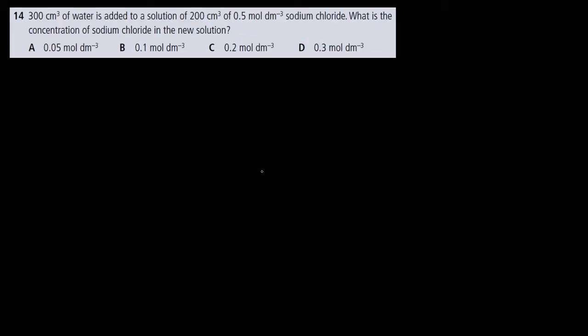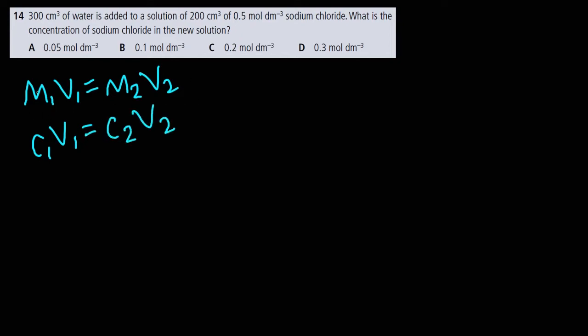300 cubic centimeters of water is added to a solution of 200 cubic centimeters of 0.5 moles per cubic decimeter of sodium chloride. What is the concentration of sodium chloride in the new solution? So we'll want to use one of our dilution formulas, either M1V1 equals M2V2, or more preferably, since in IB we like to use moles and cubic decimeters rather than liters, C1V1 equals C2V2. Regardless, you'll probably get the same thing using either of these equations because they both imply the same thing. So now since we're trying to find the new concentration, we can take that to be C2 in this equation. So if we solve for C2, we'll get C1 times V1 divided by V2 equals C2.